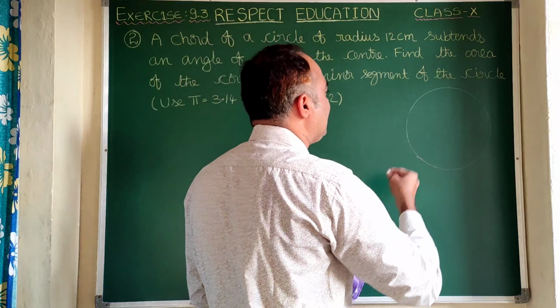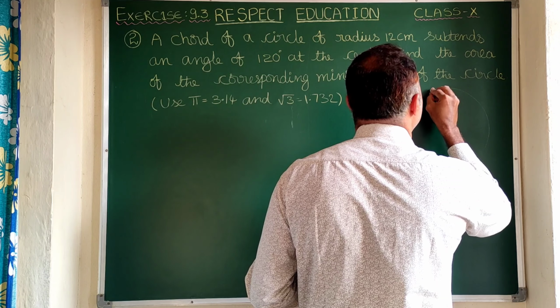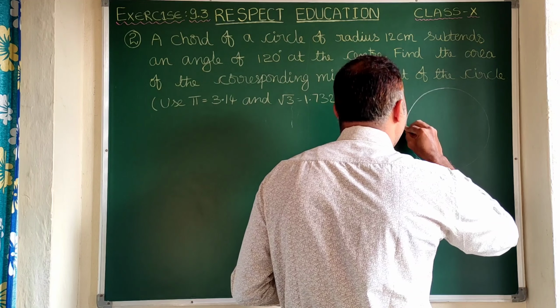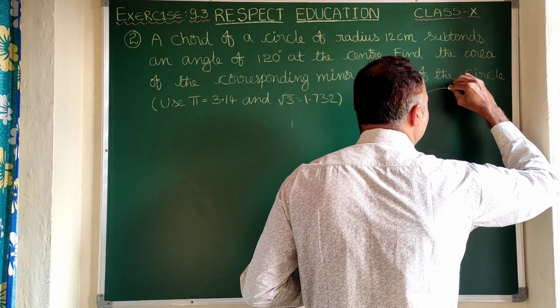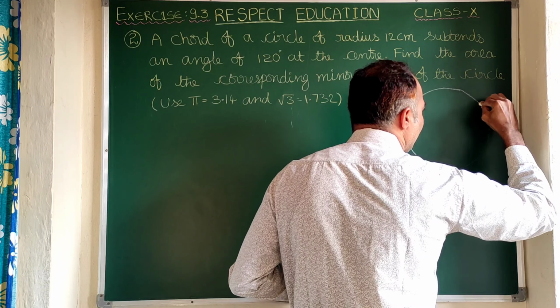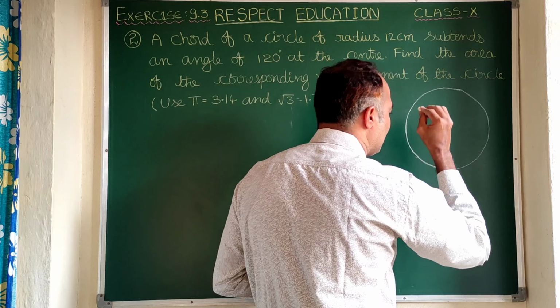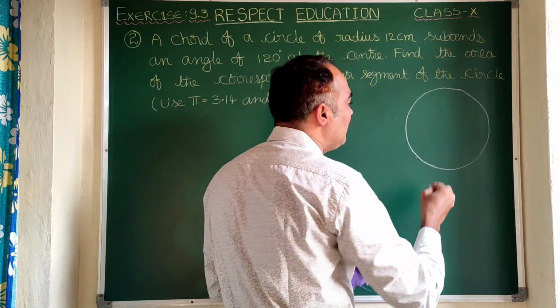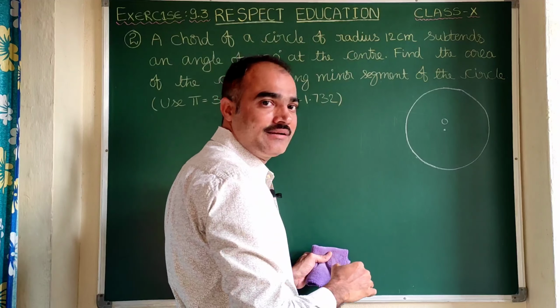So here let us draw a suitable diagram for this question. Let us draw a circle of radius 12 centimeter roughly. So consider this is a circle whose radius is 12 centimeter. Let us take the center as O. Now there is a chord which makes 120 degrees at the center.